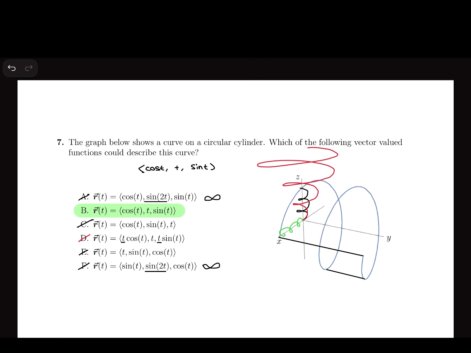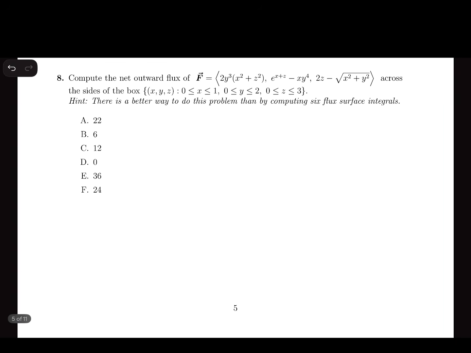All right, moving on to question number 8. Question number 8 asks us to compute the net outward flux of the vector F across the sides of this box, where X is from 0 to 1, Y is from 0 to 2, and Z is from 0 to 3. And there's a hint. It says there's a better way to do this problem than computing 6 flux surface integrals. And whoever wrote this was very correct in saying this because I almost would have done that. That's just a joke.